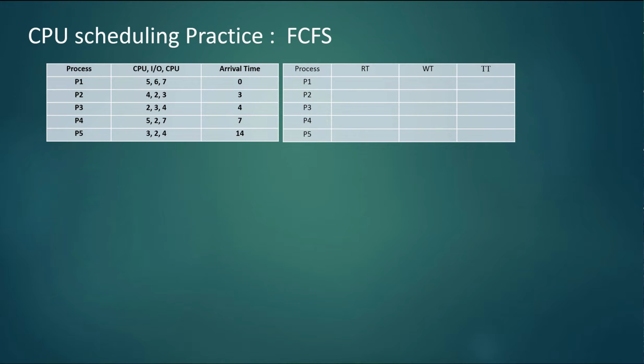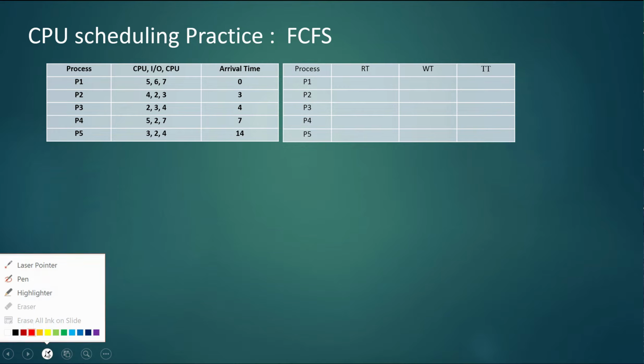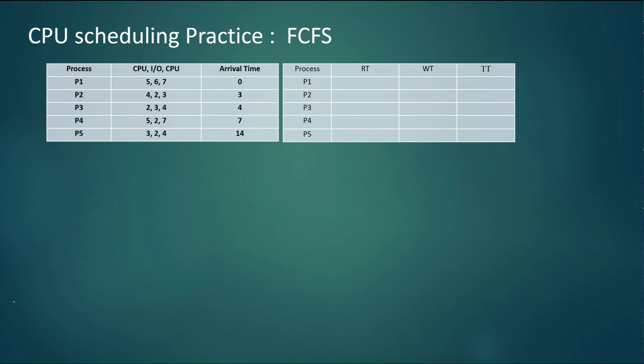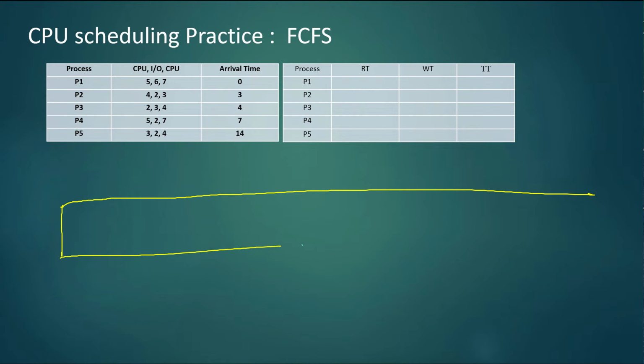So let's draw our Gantt chart here. And we're going to start with first come, first serve. Now the difference in this exercise is that instead of just having one CPU burst, what we have is CPU, I/O, CPU. So if you notice here, each process has a CPU burst, then goes to I/O, then has another CPU burst. So this is a very good exercise because it gives you the opportunity to have a bunch of different processes arriving at all different times.